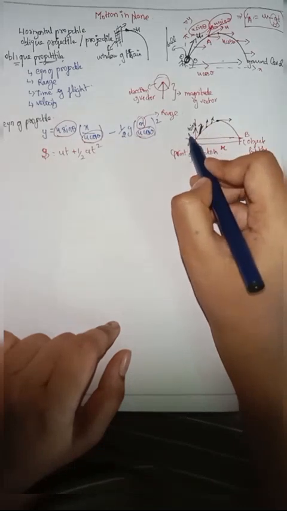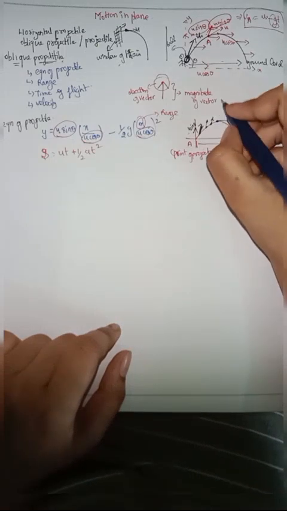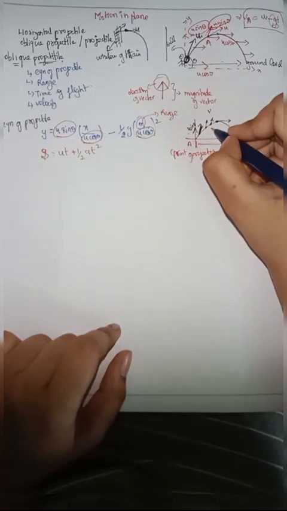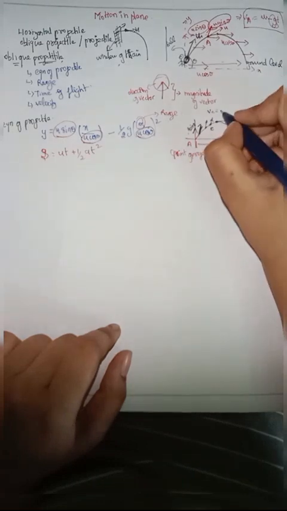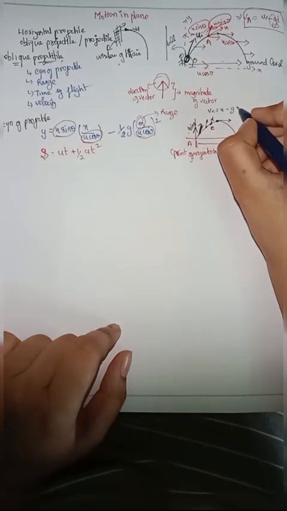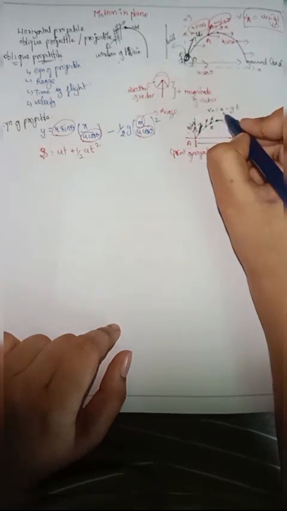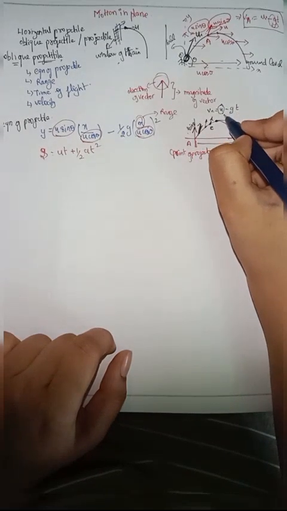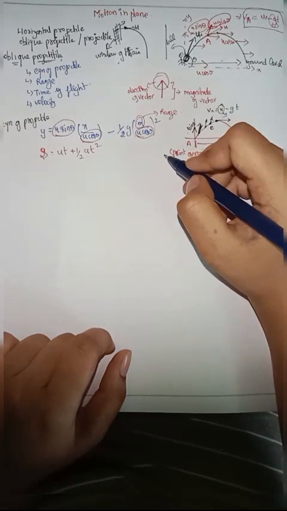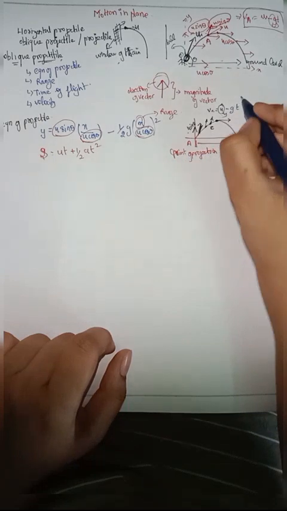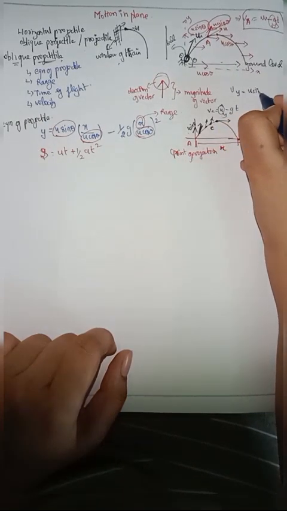You may consider u sin theta here, but at some point, let's say this point is C, the velocity at point C you can consider as u minus g t. You may ask now, what is u here? u is the initial velocity at the y component. What is the initial velocity at the y component? The initial velocity at the y component is equal to u sin theta.